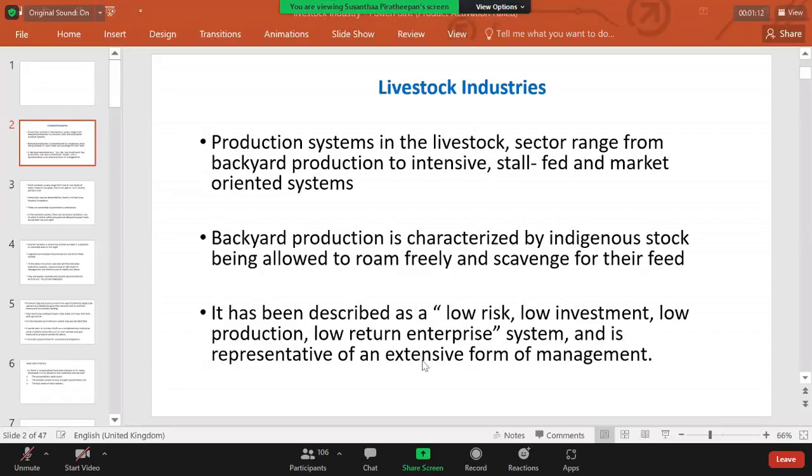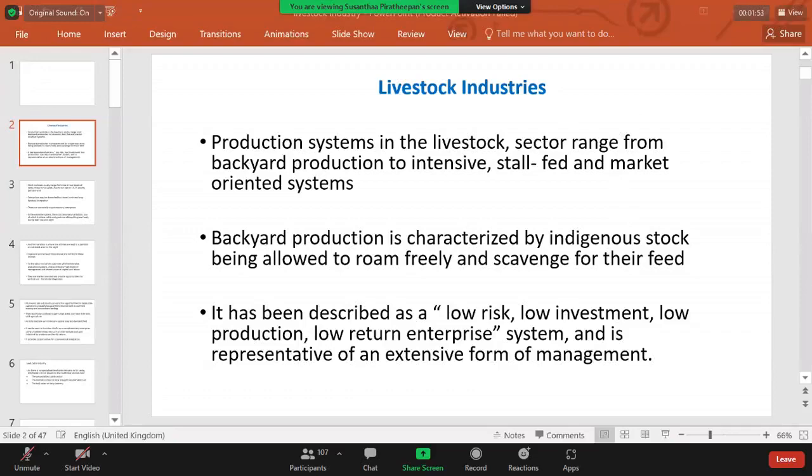So here in the livestock industry, production systems in the livestock sector range from backyard production to intensive stall fed and market oriented systems. Everybody is having a farm. Some may have one animal at home, some may have a few animals, some may have very many. So small scale, medium scale, large scale. We used to say small scale farm, medium scale, and large scale farm. If it is a small scale farm, the number is very limited, maybe 1 to a few. Medium is a little higher than that. Large scale is with a lot of animals.